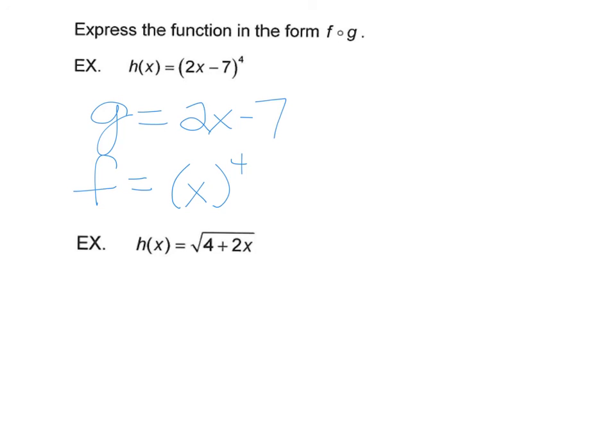So then the last one, the inside function, would be 4 plus 2x. And then f would be the square root of, and then you just put an x where the 4 plus 2x used to be.